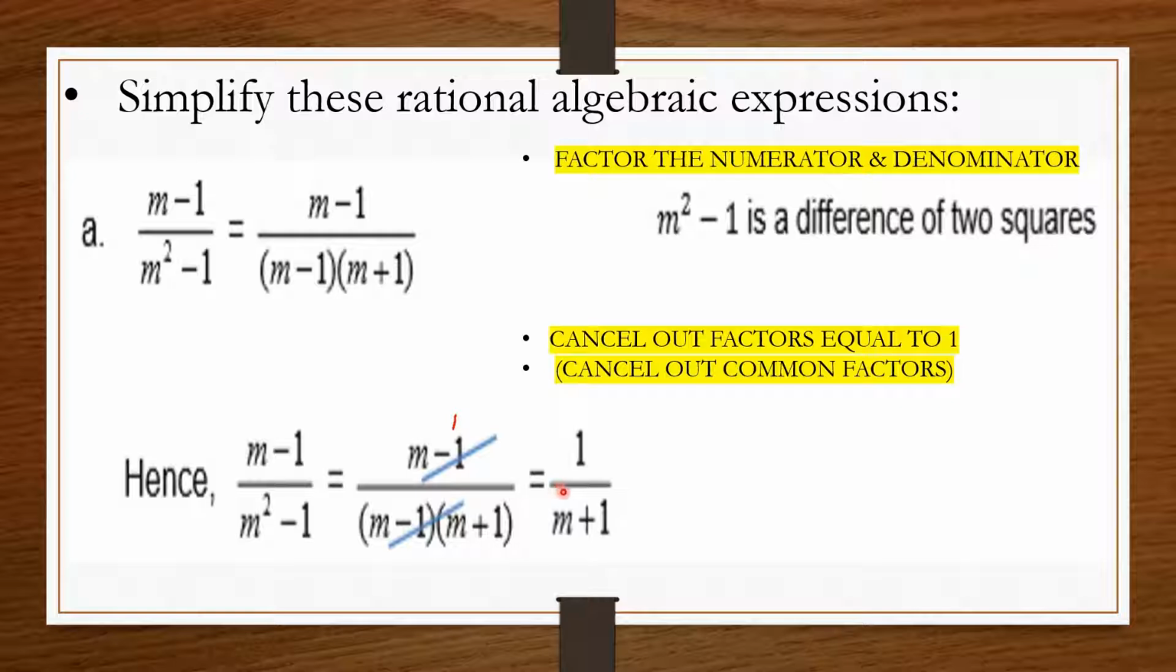Sa denominator naman, we have m. Na-cancel out na rin yun. We have m plus 1. Okay, eto na yung ating simplified rational expression na galing dito. Okay? Next.